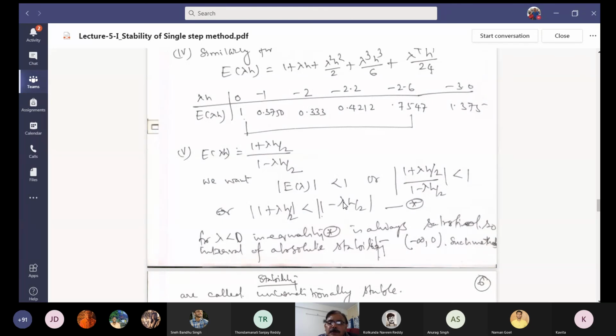Yes, sir. So for all lambda less than 0, that is from minus infinity to 0, the stability region is minus infinity to 0, the full left half, right? Yes, sir. Is that right? Yes, sir. Okay.